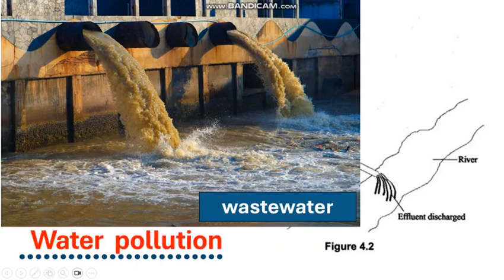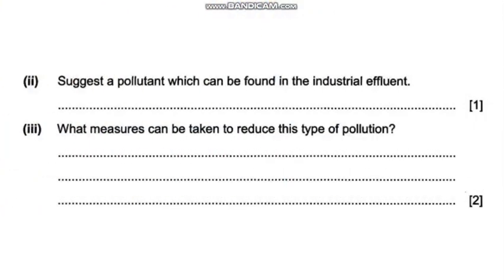We now move on to our second question. So here is our question C2. Suggest a pollutant which can be found in the industrial effluent. So first of all, you need to understand what a pollutant is. So a pollutant is just a substance or agent that, when introduced into the environment, can cause harm or adverse effects to living organisms or the ecosystem. That is what we are calling a pollutant.